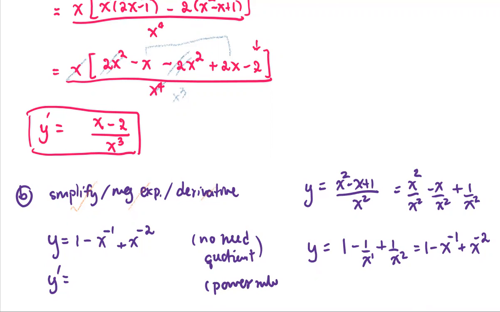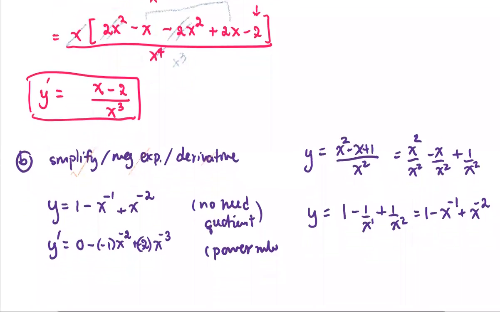So the derivative of the 1, we get 0. The derivative of negative x to the negative first is negative, multiplied by negative 1 as the original power, and then x to the power negative 1 minus 1 becomes the negative second power. And then for the last term, the power negative 2 becomes a coefficient. I'm going to write it this way: plus negative 2, and then multiply by x to the power negative 2 minus 1, which is negative 3.